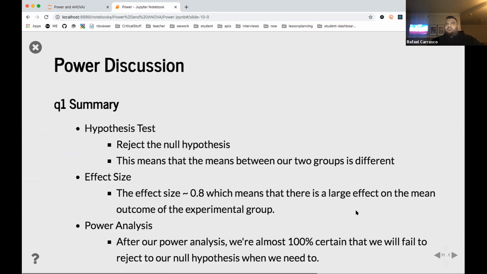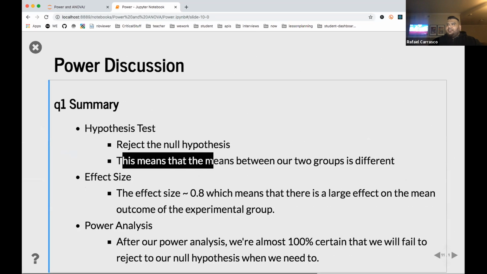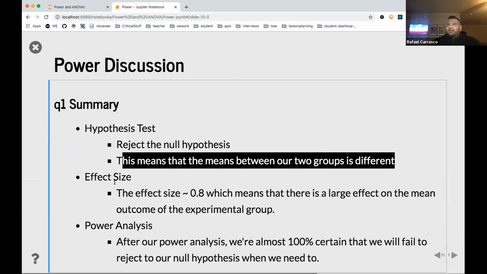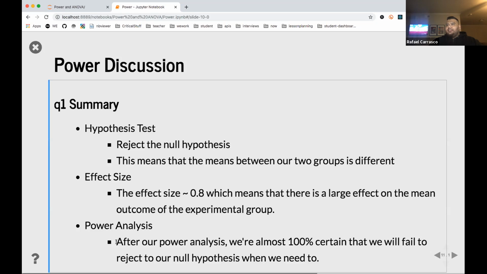Okay. Here's the summary that I would write. For the hypothesis test, we reject the null. I would also state it here, I just didn't type it for the sake of not having room. I would say the means between the groups are different. I would state the effect size and write a blurb about that, and then write about the power analysis.